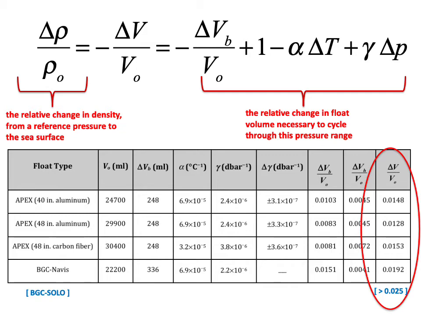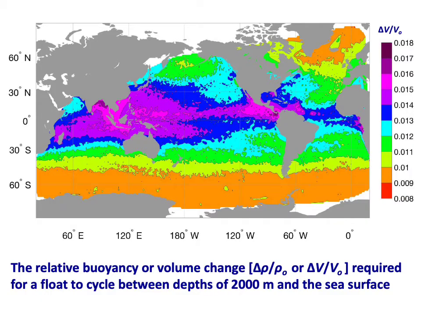So why do we care about this? This is a map of this parameter delta V over V that's required for a float to sample between 2,000 meters and the sea surface. If a float doesn't have a large enough delta V over V, it won't be able to make it to the surface from 2,000 meters. And so this is just a map of that constructed from Argo data. And you can see at high latitudes where it's orange, pretty much any of these floats have enough delta V over V to do that.